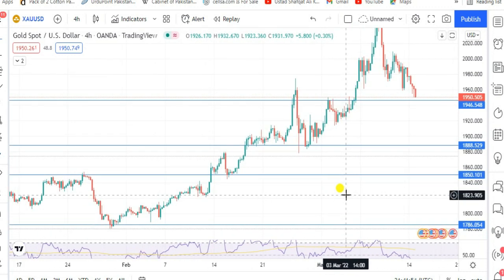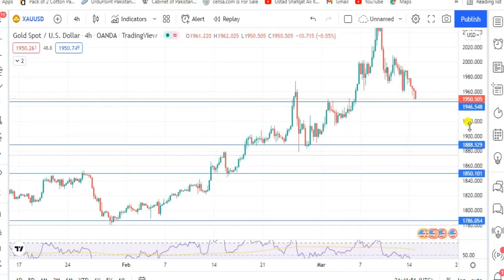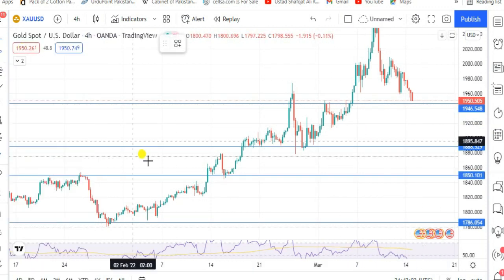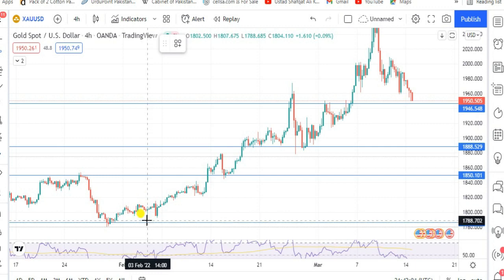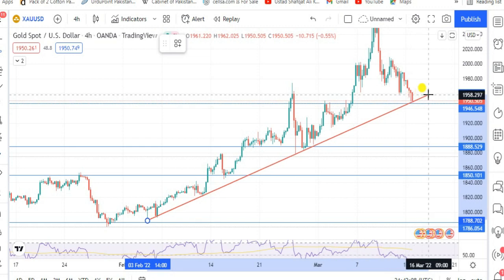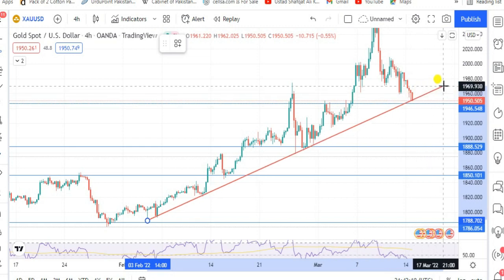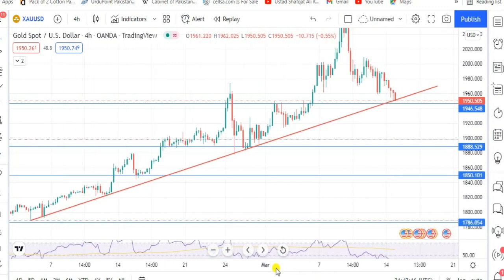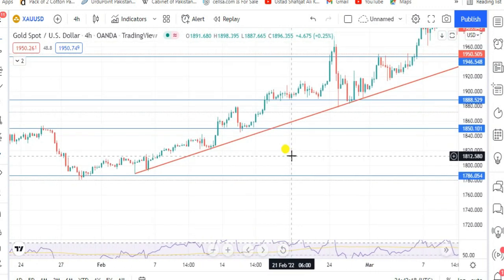If you look here at the 4-hour time frame chart, right now we have a few levels from where we can look for buy trades, but it's very risky because we have to look for confirmation. You can see here, if I draw a trend line from here, we are right now at the perfect position of the trend line.